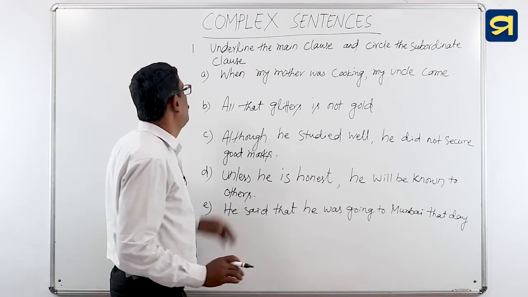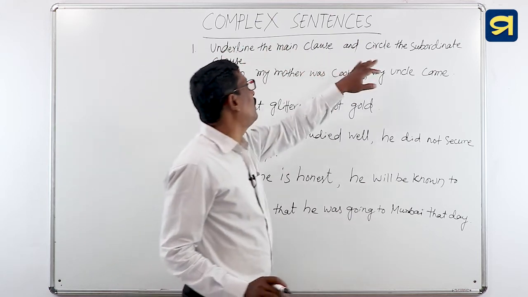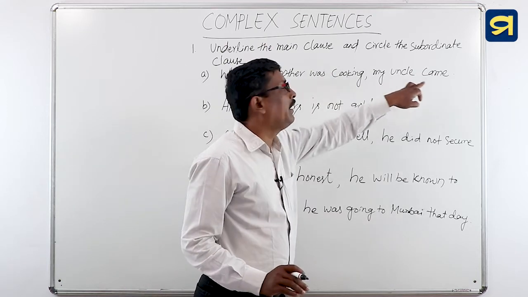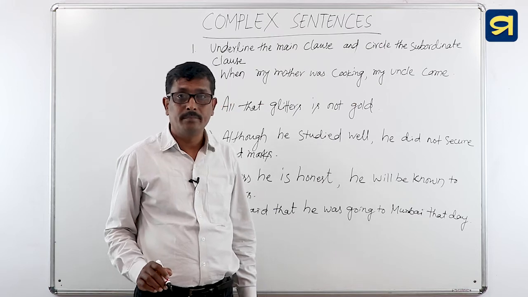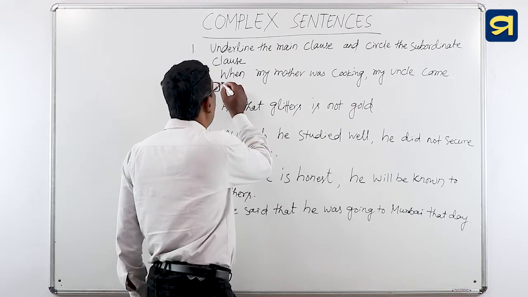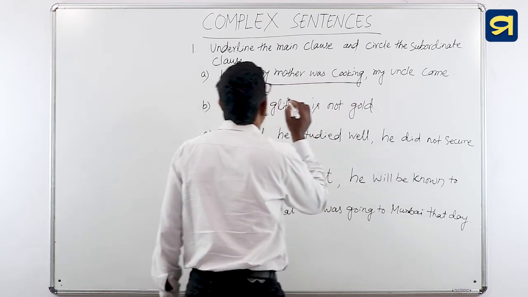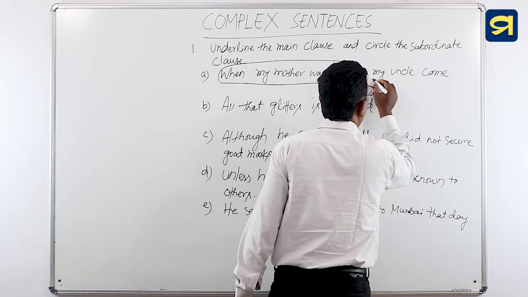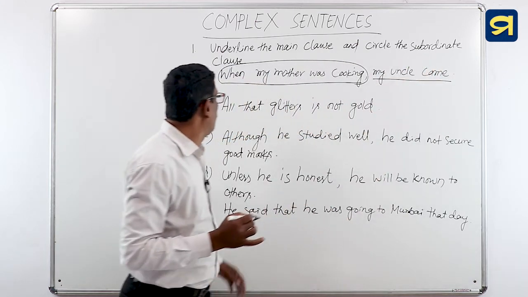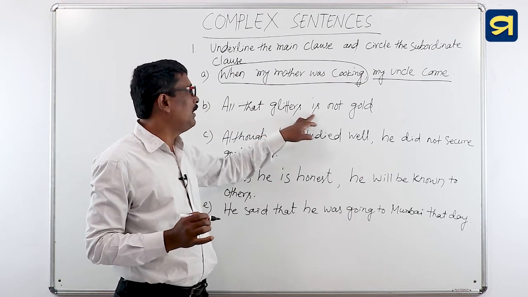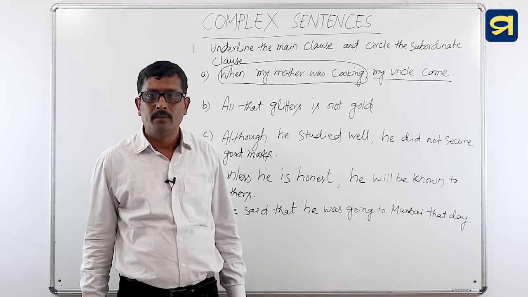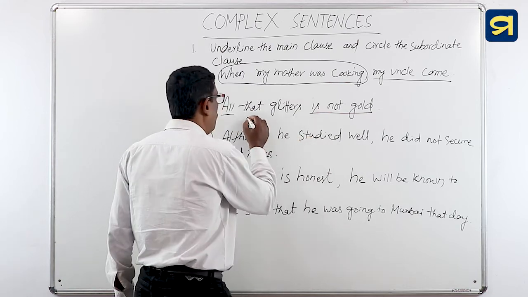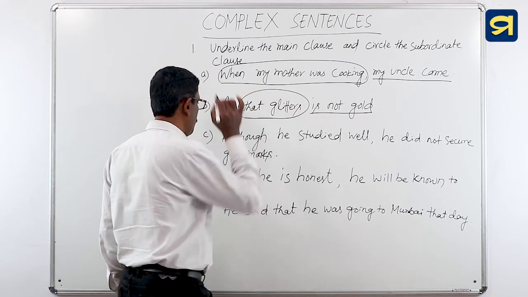Let us discuss some questions. Underline the main clause and circle the subordinate clause. A. When my mother was cooking, my uncle came. Yes. When my mother was cooking is SC. My uncle came is the MC. B. All that glitters is not gold. Yes. All is not gold is the main clause, but that glitters is the subordinate clause.